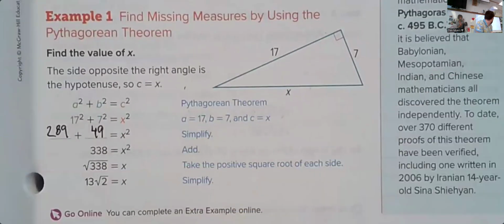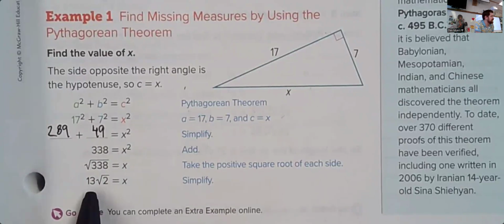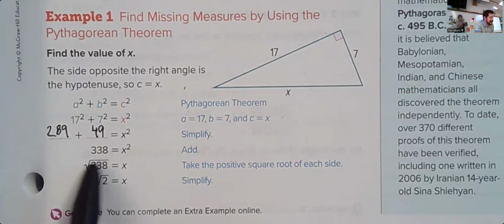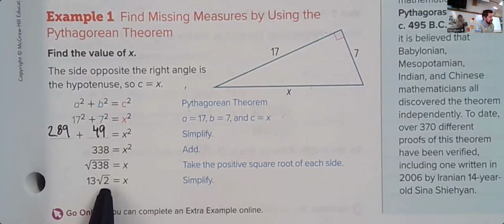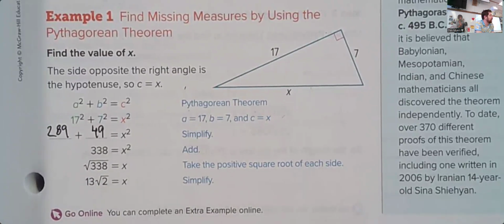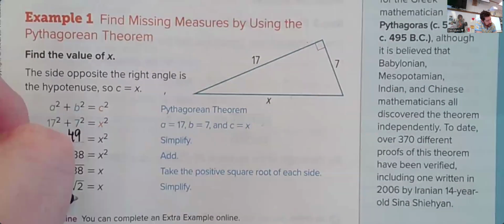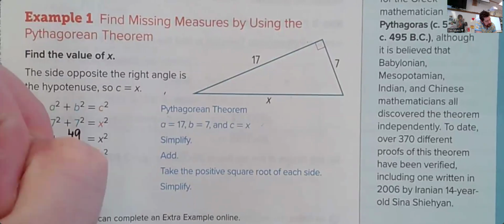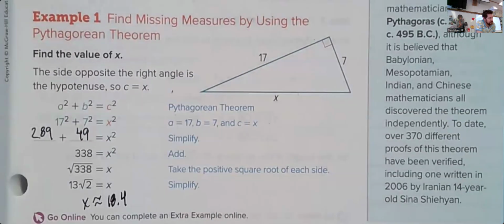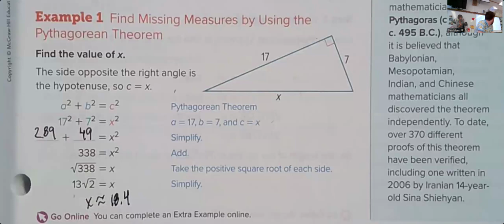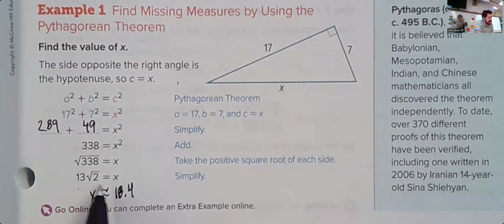If you square root 338, it ends up being 13 times the square root of 2. Now, this is the exact answer. But there's also a decimal approximation. If you want the decimal approximation, it'd be 13 times the square root of 2, which is about 18.4. So this is exact, that's approximate.